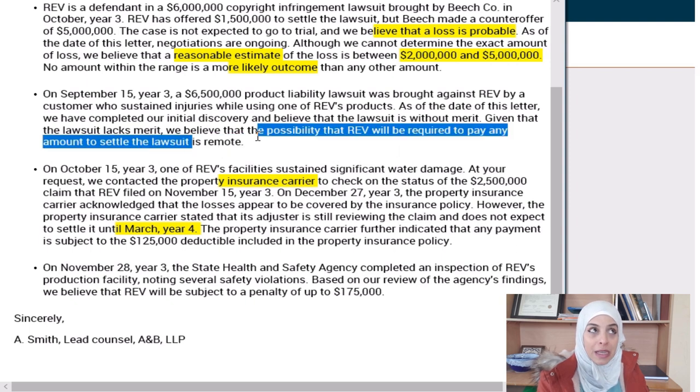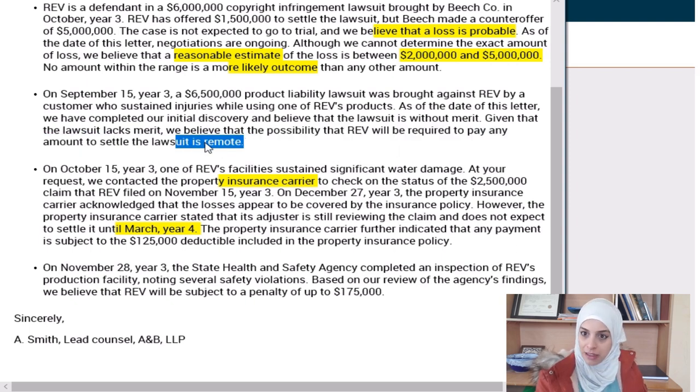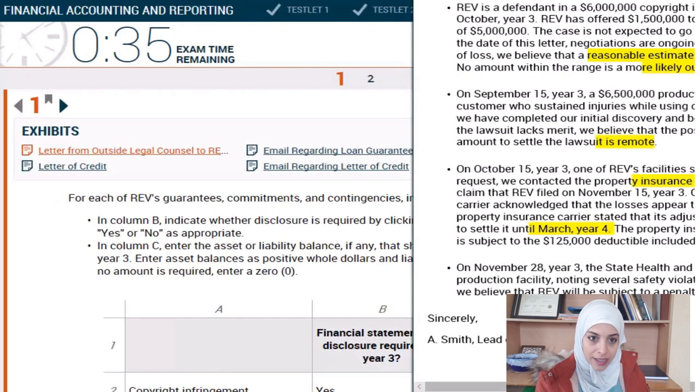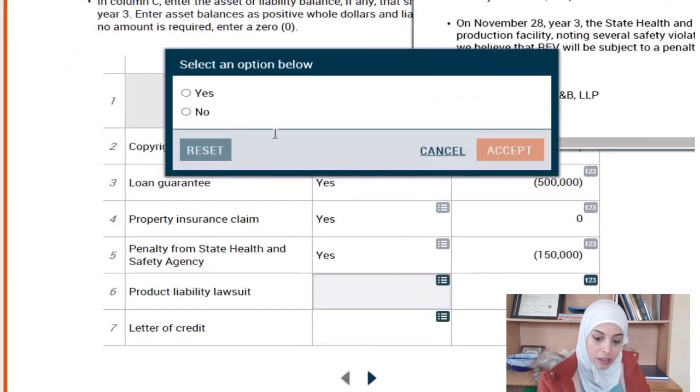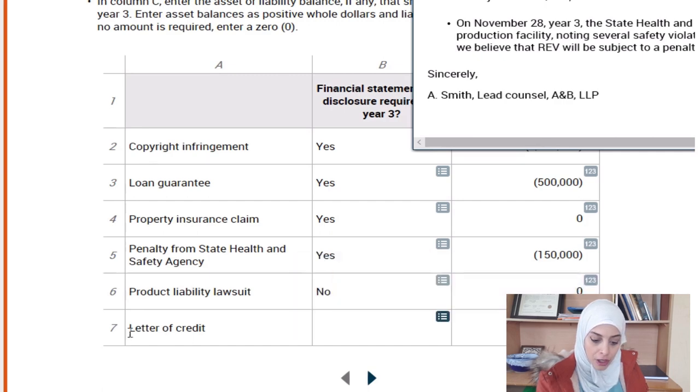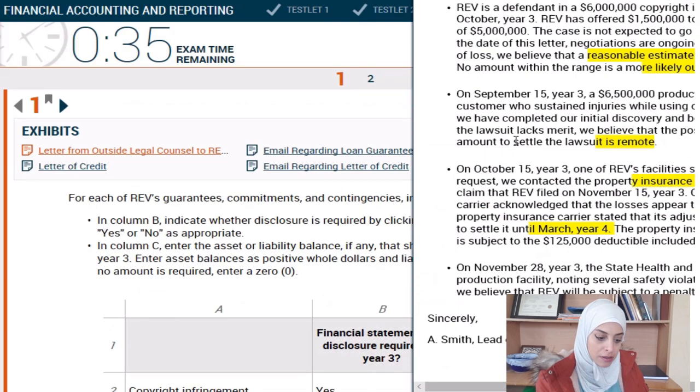So here we find a big keyword that we always study in the FAR and that we used to study in university, which is remote. When any liability or any case is remote, that means no disclosure is required and, by default, no amount is required. No liability should be recorded, because the minimum we should do is put a disclosure. If no disclosure is required, no liability is required as well. So this lawsuit does not have merit, as the lawyer says, and it's remote. So basically just put here that no disclosure is required, and concerning any liability, put zero because no liability is required.